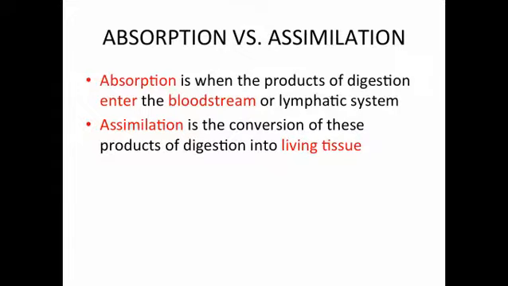A couple of important definitions you need just for this lesson. Absorption is when the products of digestion go into the bloodstream or the lymphatic system, and assimilation is when these products are converted into living tissue. If you remember from your nutrition definition, it mentioned assimilation. Try not to get these 2 words confused.